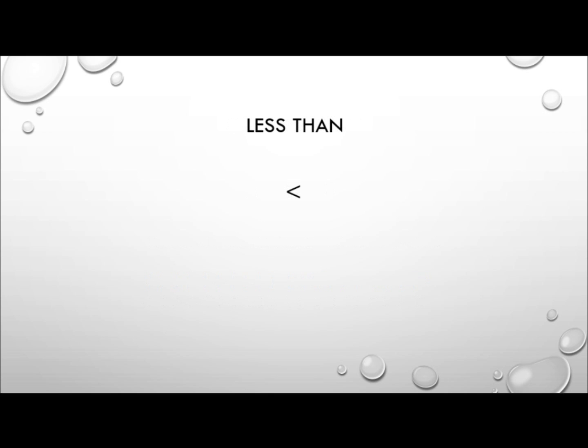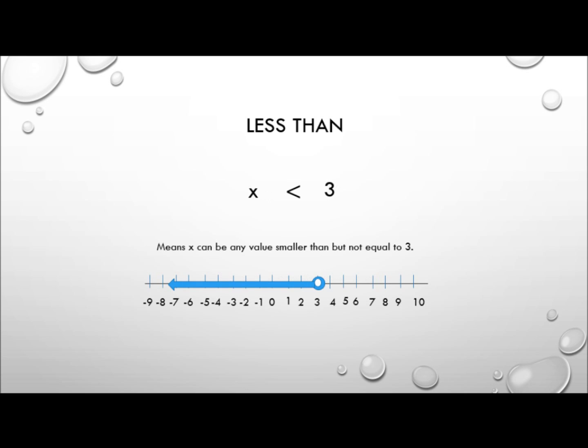Now let's meet the less than sign. The statement x is less than y means x has a smaller value than y. The statement x is less than 3 means x can be any value smaller than but not equal to 3. We represent this on a number line by an arrow moving to the left of 3, where the circle at the end of the arrow is not filled in.